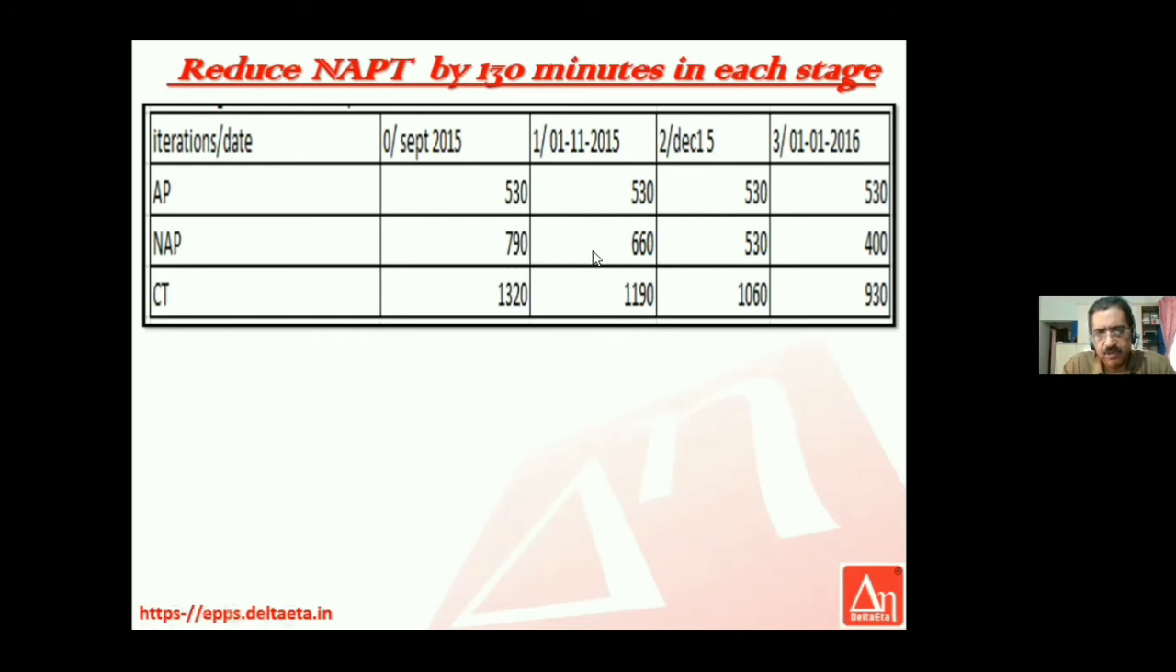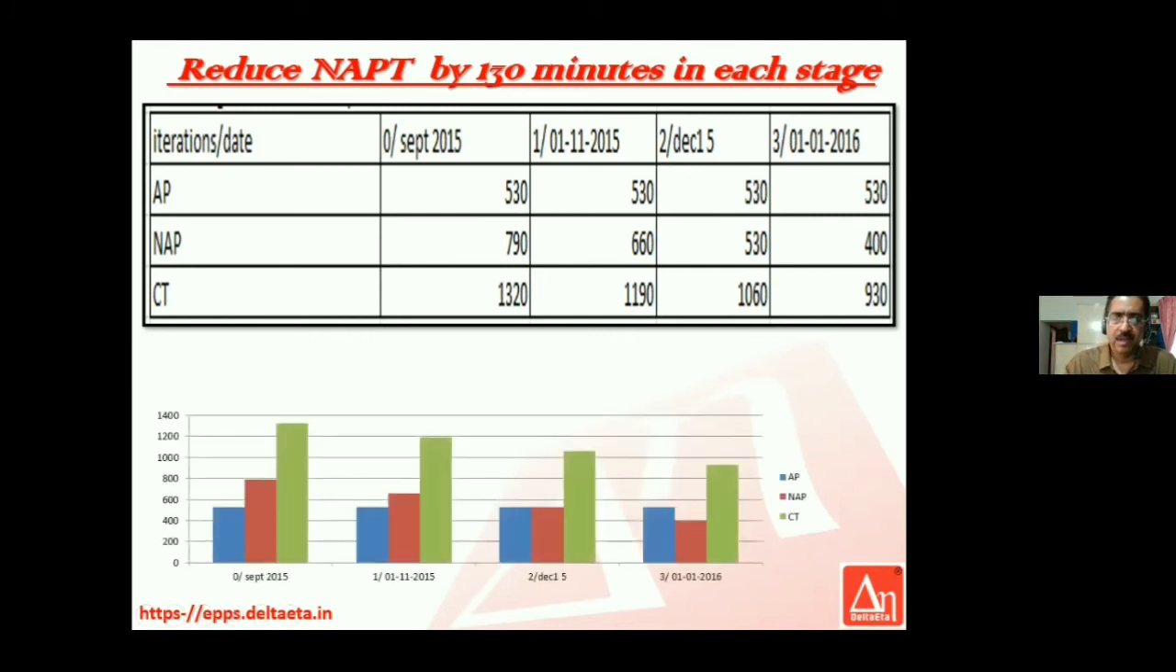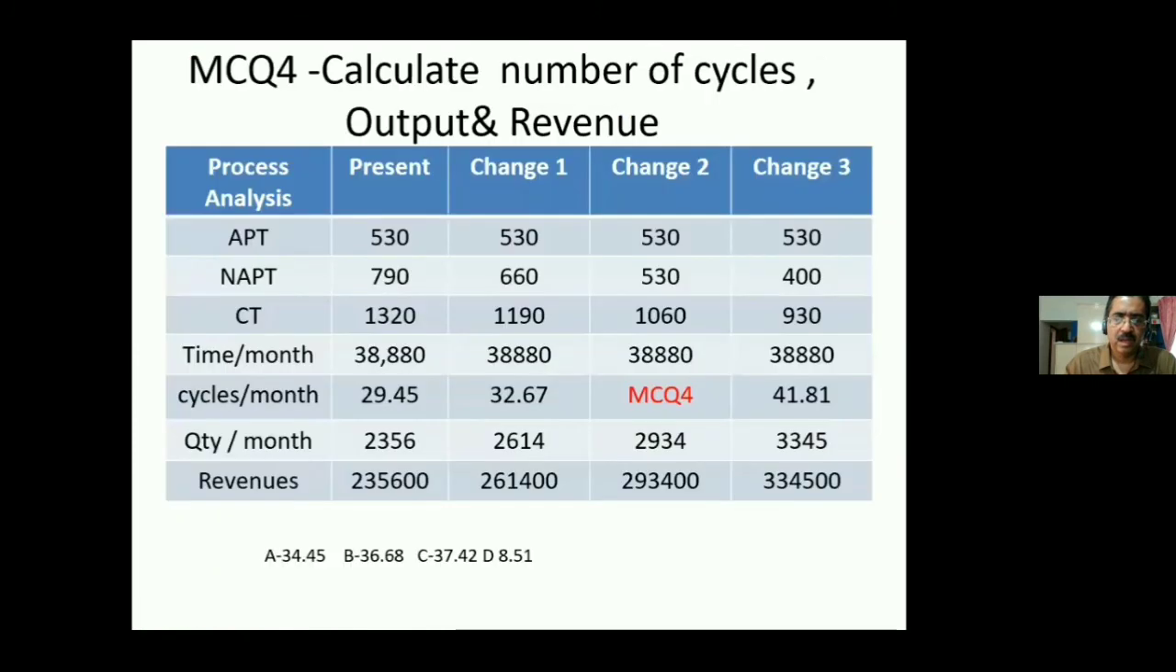From 790 minutes, you make it 660, 530, and 400, so that the final cycle time is 930 minutes. Now let us see what happens to the output, revenue, and profits. As you see here in this table, the APT is the same, 530. NAPT is reduced from 790 to 400 in 3 steps. Cycle time is reduced from 1320 to 930.